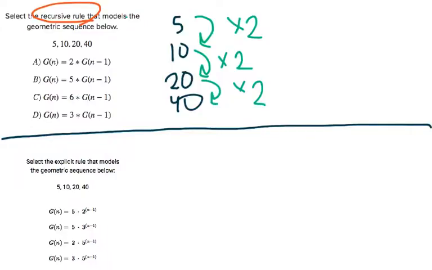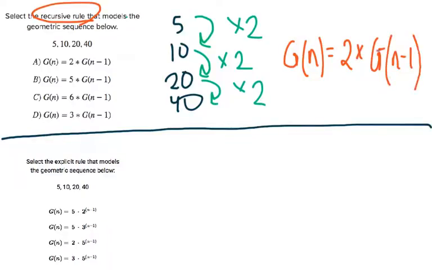So then my formula is simply going to be any number g of n is going to be equal to 2 times whatever the previous number was, which we can represent as g of n minus 1 for the previous number. We're finding any number here. We take the previous number and we just multiply by 2 as we found here. That's how we get g of n equals 2 times g of n minus 1.